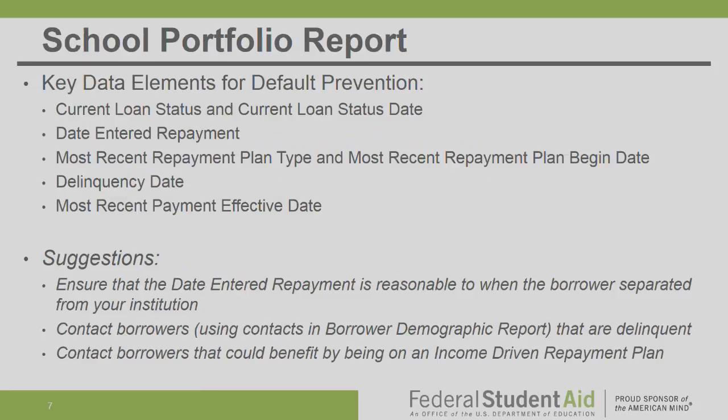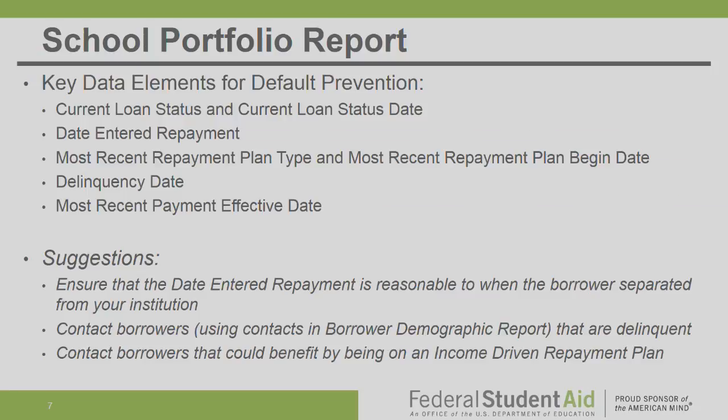So some key data elements I just wanted to point out for default prevention, as well as what we're going to talk about moving forward, are the current loan status and the current loan status date. The status is going to represent the overall status of the loan. Is the borrower in grace? Is the borrower in repayment? Is the borrower in school? Are they in deferment, forbearance? Have they entered bankruptcy proceedings? Are they in the 3-year monitoring period for disability processing? So it's the overall status of the loan, it's very telling for a number of different reasons. But again, let's remember this is only the current status that we're giving back at any given time.